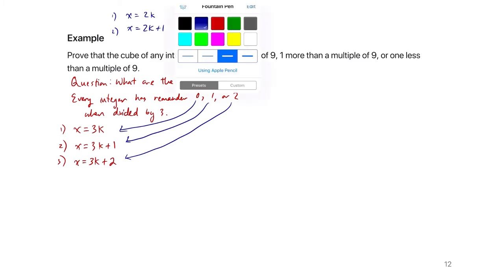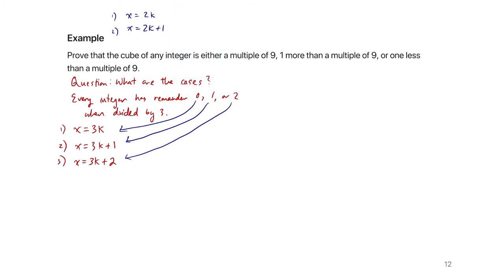Now what we need to do is prove this statement holds for each of these three separate cases. If we can show that it holds for each of these cases, since these cases encompass all possible integers x, we've proven the statement. Okay, so let's get into it. Let's say case 1.